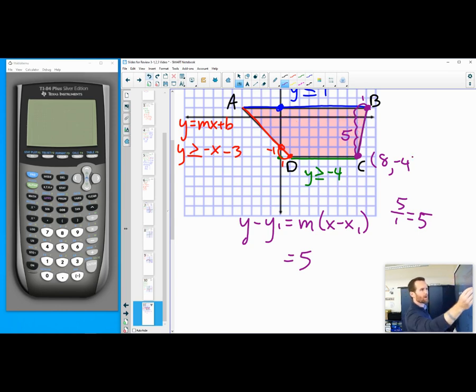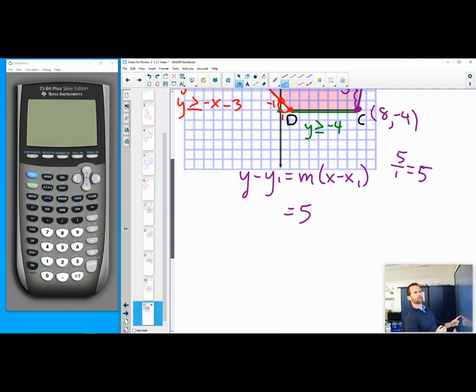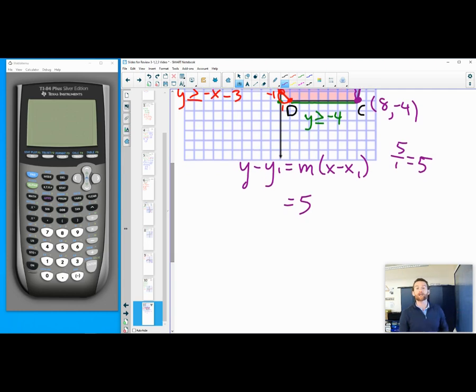Okay. I'm going to write that. I guess I can keep them both on the screen at the same time. Now we're going to take those coordinates and plug them in for x1 and y1. So it becomes y minus, we could put minus a negative 4, but I really don't like double signs. Minus a negative just becomes a plus. So it's y plus 4 equals 5 times x minus 8.